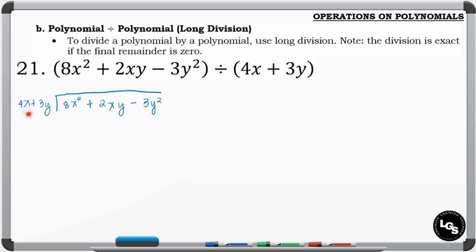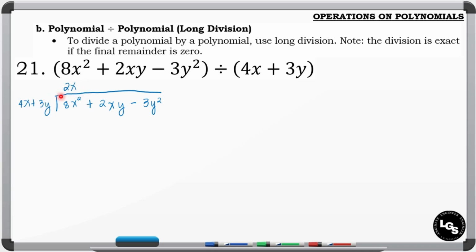Again, let's divide the first term of the dividend by the first term of the divisor. So 8x squared divided by 4x. That is like dividing 8 by 4, so that will result to 2. Then x squared divided by x. That is again the quotient rule, where you subtract the exponents of x. So 2 minus 1, which is 1. So that is 2x.